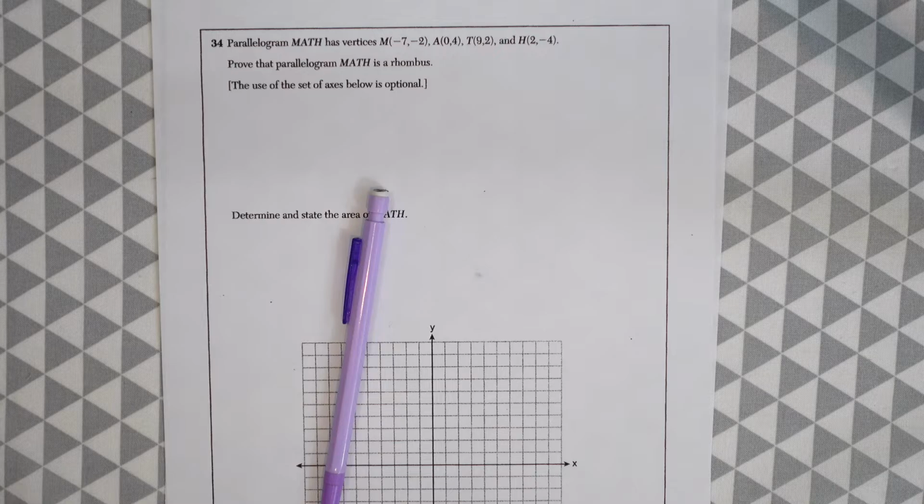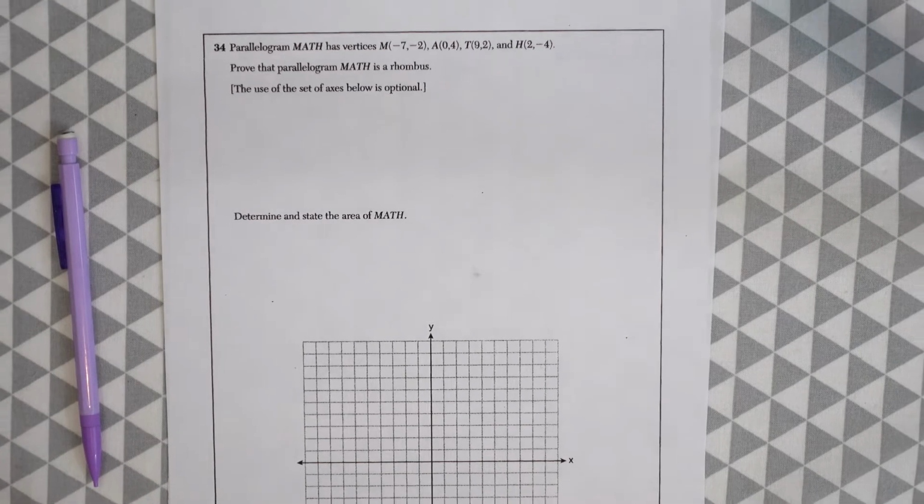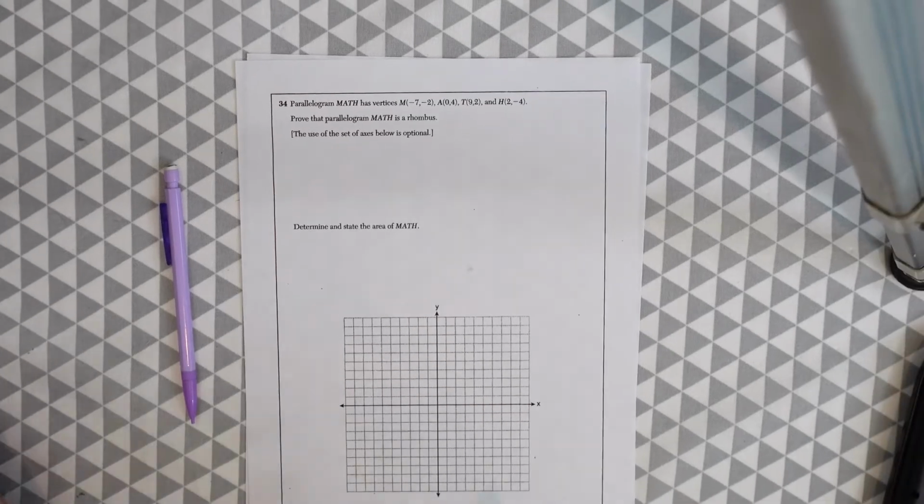Question 34. Parallelogram MATH has vertices M(-7, -2), A(0, 4), T(9, 2), and H(2, -4). Prove that parallelogram MATH is a rhombus. So the first thing I'm going to want to do is graph this on the coordinate plane below. So let's do that first.